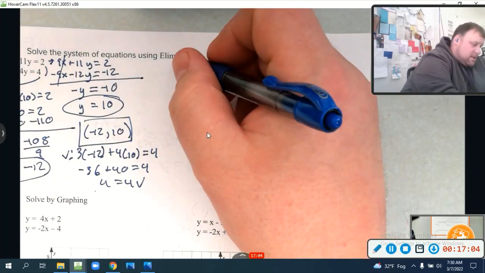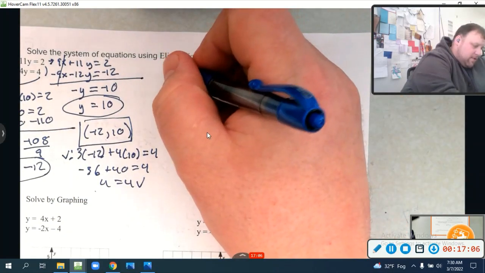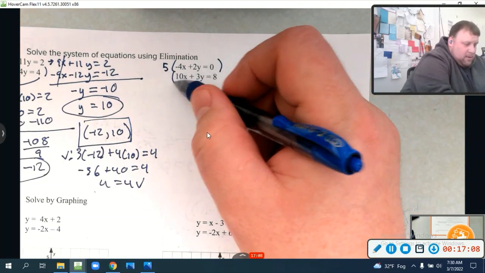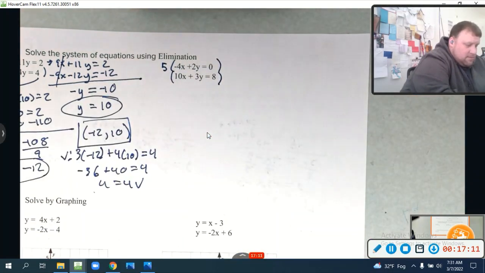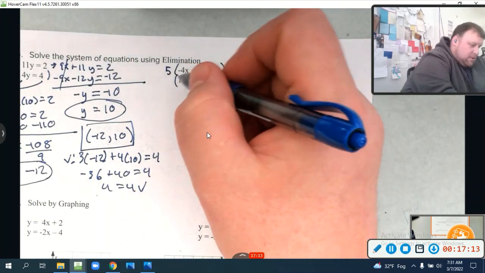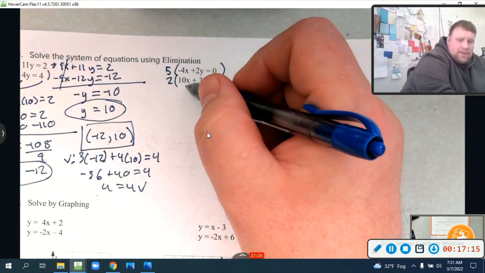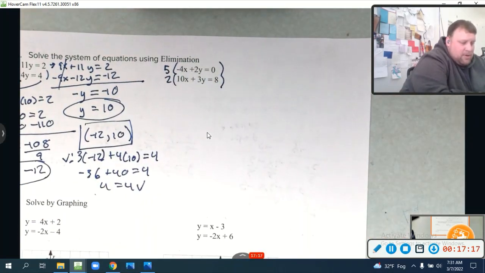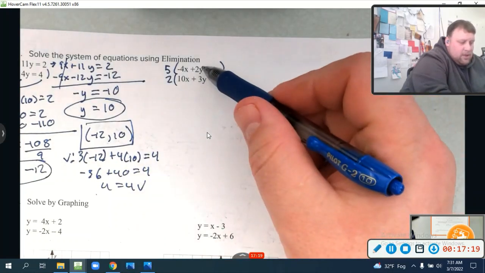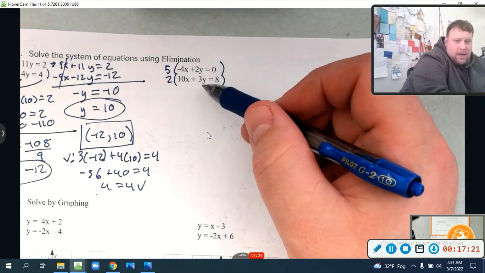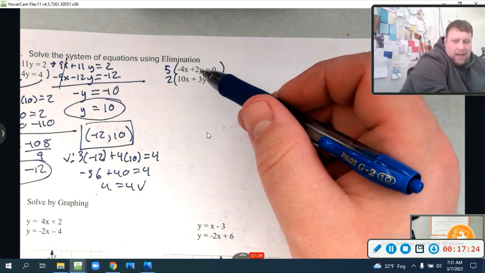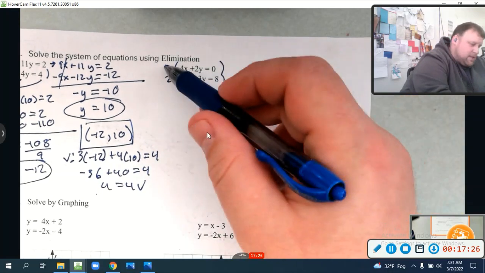What do I got to multiply the top by to get to 20? 5. What do I got to multiply the bottom one to get to 20? Well, I got to multiply it by 2. See, they're opposite, but I got to multiply both of them to find a number. And 10 and 4 both go into 20. I also could have looked at 2 and 3. They both go into 6. I would have just had to multiply one by like a negative, right? Because they're both positive. So I just kept it this.